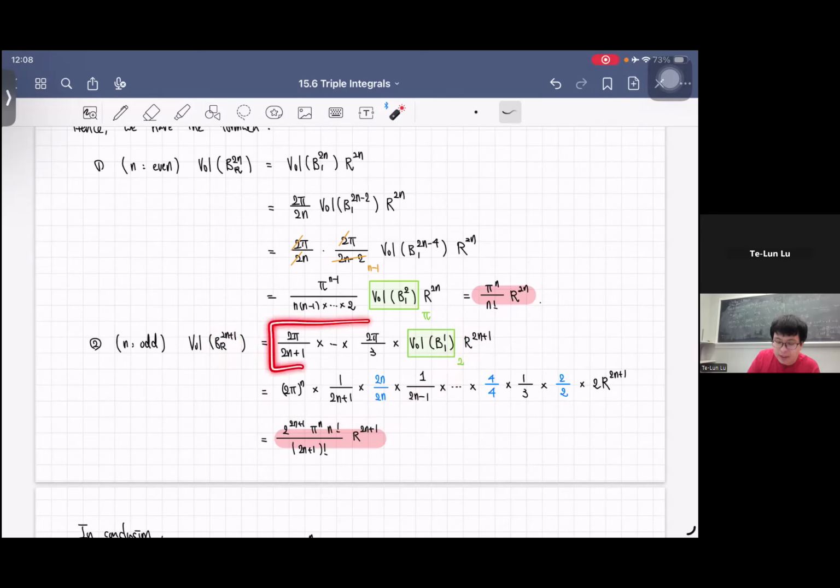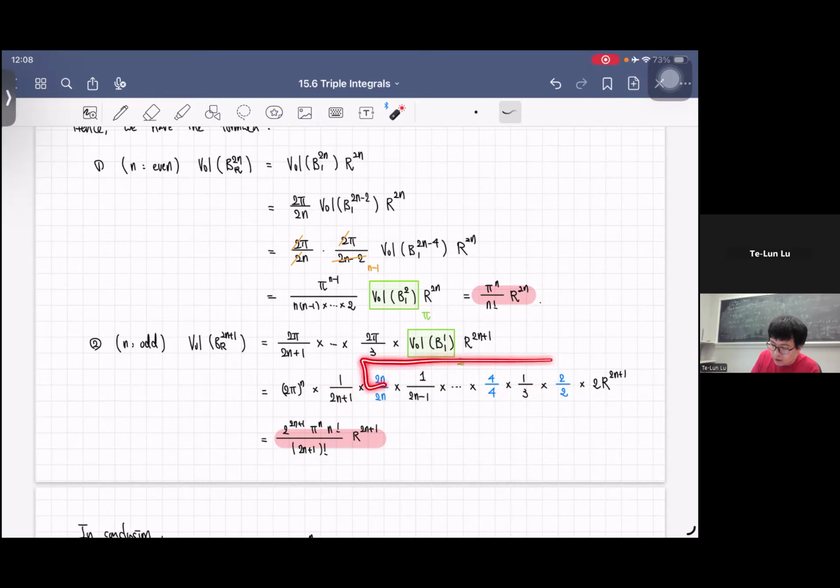So to simplify this guy, we interlace some of the numbers to make the formula simpler. In the numerator, we have 2 pi to the power of n, right? And we have this 1 over 2n plus 1, 1 over 2n minus 1, all the way to 1 over 2. And those don't seem to be nice, so I add some extra terms to make the formula simpler: 2n over 2n, 2n minus 2 over 2n minus 2, all the way to 2 over 2. What does that do? The denominator now becomes (2n plus 1) factorial, right?